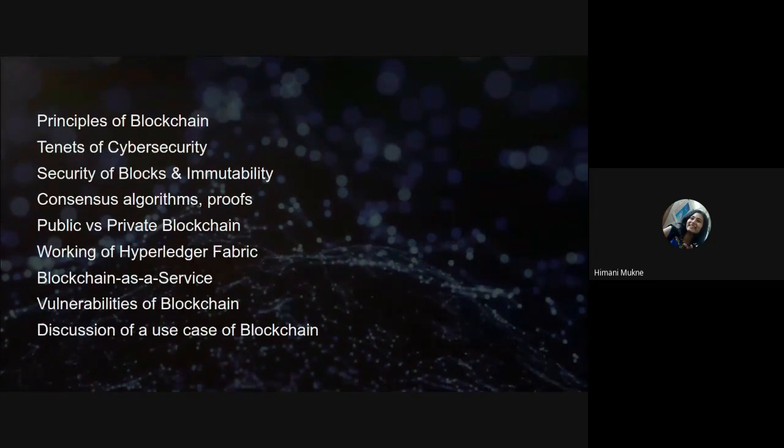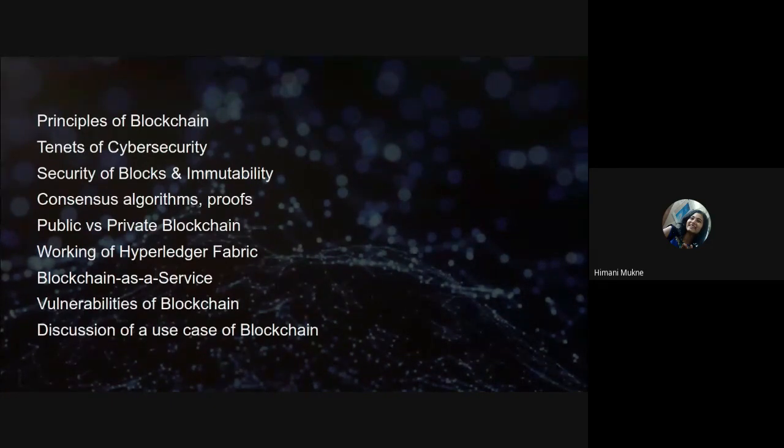Next, we'll see the working of Hyperledger Fabric, which is a very popular example of private blockchain, and we'll see why it's used so widely in improving business processes, particularly. Then we look at how blockchain is becoming widespread and how various cloud platforms are providing blockchain solutions through blockchain as a service.